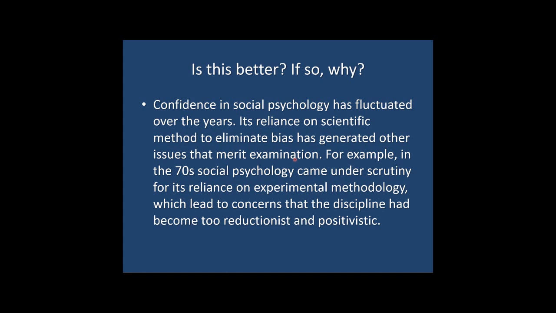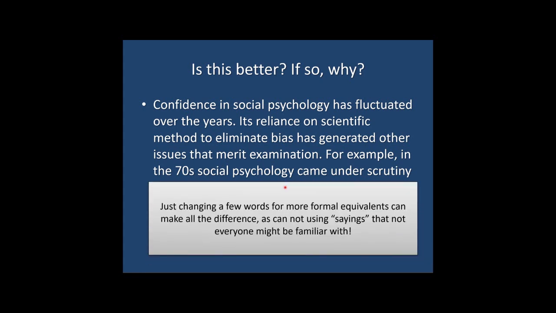You might recall after that in the previous piece they'd used the term midlife crisis, whereas now they haven't used that and have just simply said it came under scrutiny for reliance on experimental methodology. So right there you can see that just by changing a few words for their more formal equivalents, or removing sayings that might be specific to a particular culture or part of the world or demographic or background, they made that piece a lot clearer and a lot less ambiguous than it otherwise would have been.